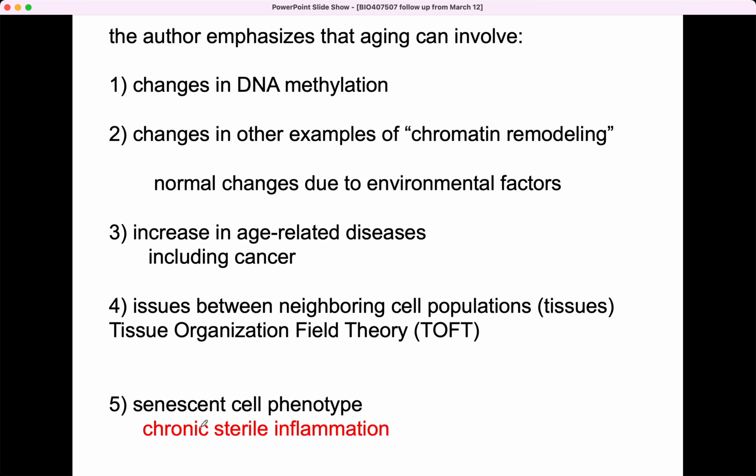And the senescent cell phenotype term the author uses is chronic sterile inflammation. Sterile inflammation would be like when you twist your ankle or knee and you get swelling. That's inflammation, but it's sterile. There's no infection, right? That wasn't caused by bacteria, but it's inflammation, and the immune system is involved in regulating that, and it is temporary. Your body heals, the swelling goes down. So this is chronic sterile inflammation, and it's associated with aging.